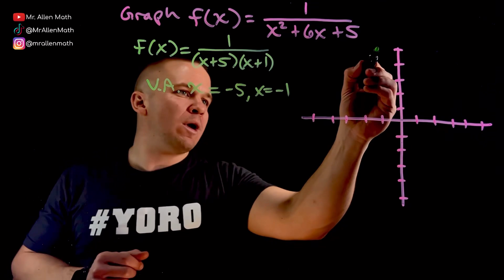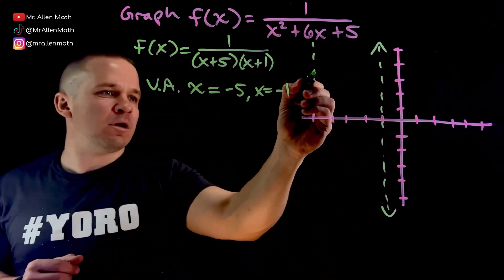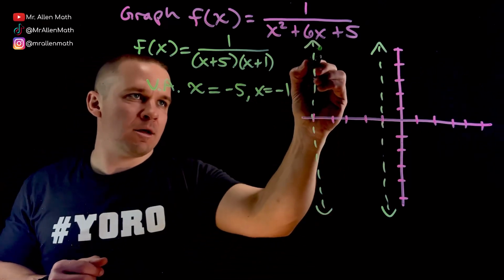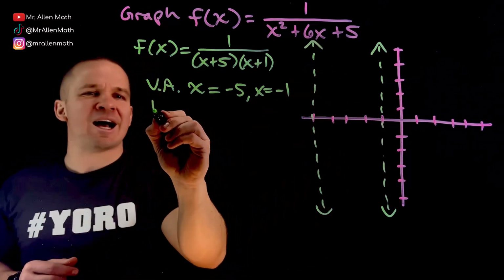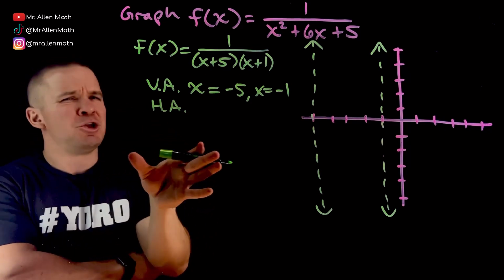Let's plot them up. We've got -1, and we've got -5. Now, how about horizontal asymptotes? What about the horizontal asymptote? Sorry, asymptote. You wouldn't have two of them.